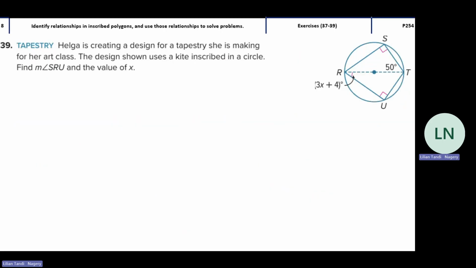In question 39, what do we know? We can see that this is a triangle, a right triangle. It doesn't matter, but you see this is a triangle. If this is 90 and this is 50, this is 40.